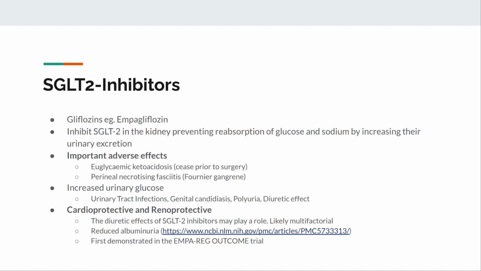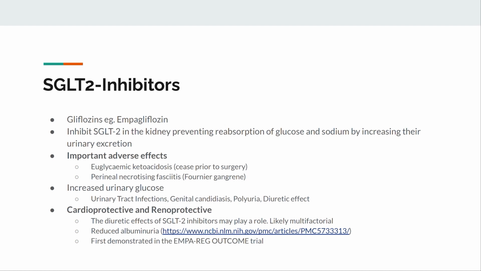That's really bad. As well as that, because you've got more sugar in your urine, you're predisposed to urinary tract infections, genital candida, and a diuretic effect, which will cause low blood volume, potentially hypotension, postural hypotension, syncope, and so on. But they're very protective against heart failure and chronic kidney disease.